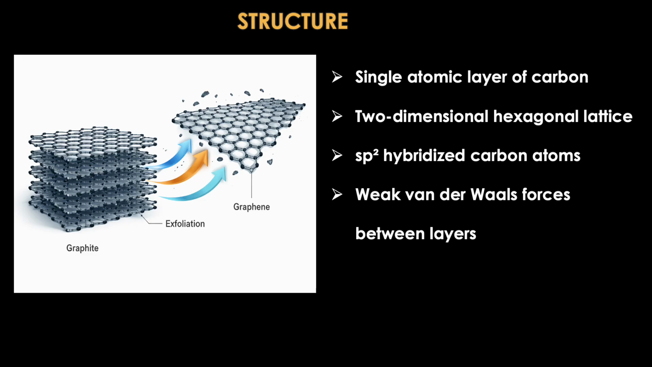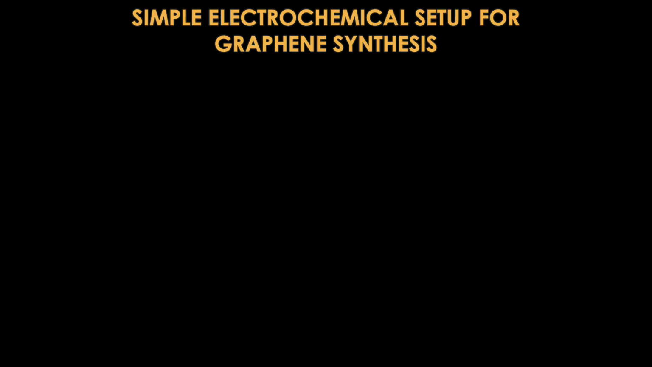As a result, the stacked layers in graphite can be separated by supplying external energy. This separation process is known as exfoliation, in which individual graphene layers are peeled away from bulk graphite. Importantly, exfoliation breaks only the weak interlayer interactions, while the strong sp2 bonded carbon network within each graphene sheet remains intact. Now let's look at the electrochemical setup.